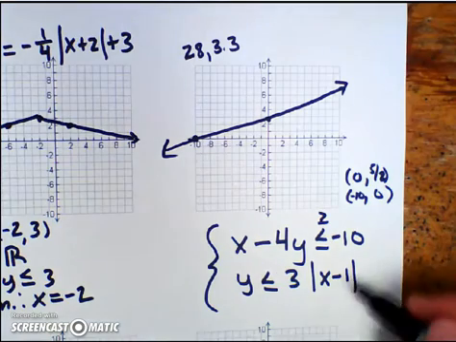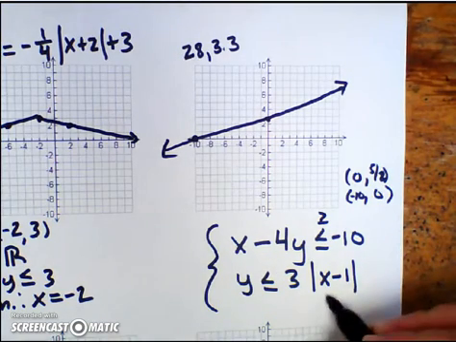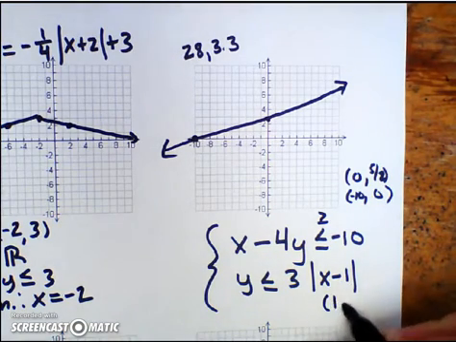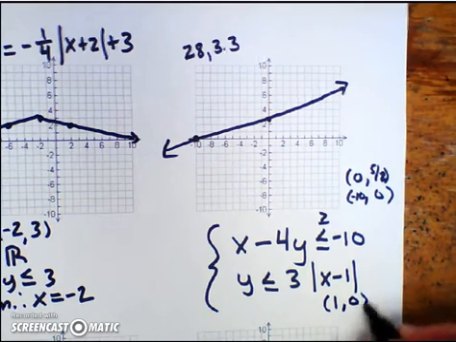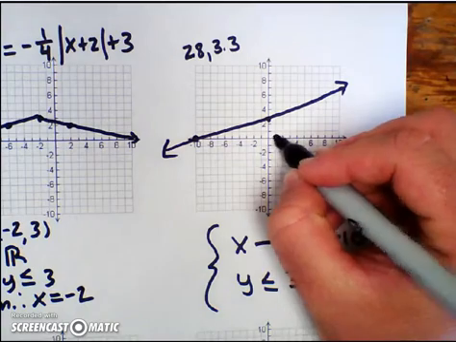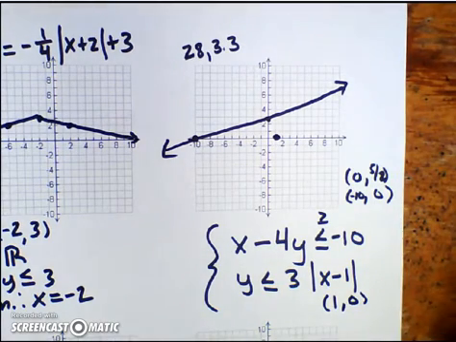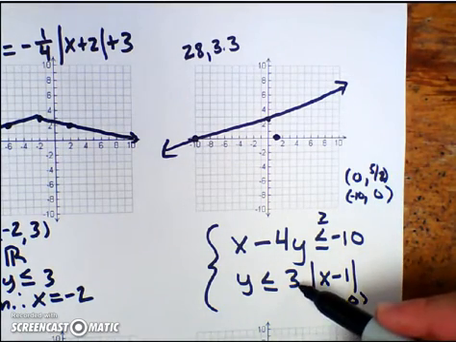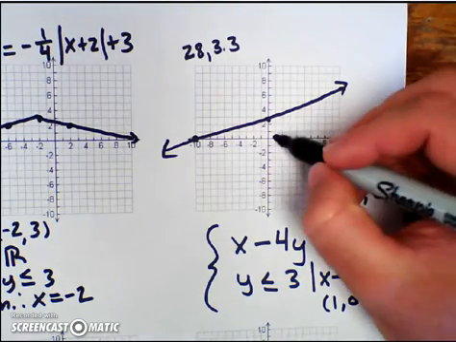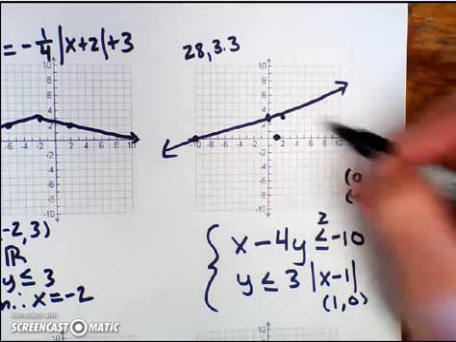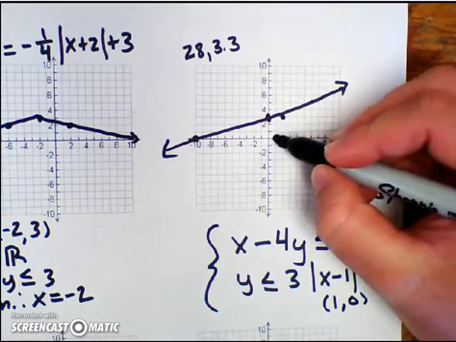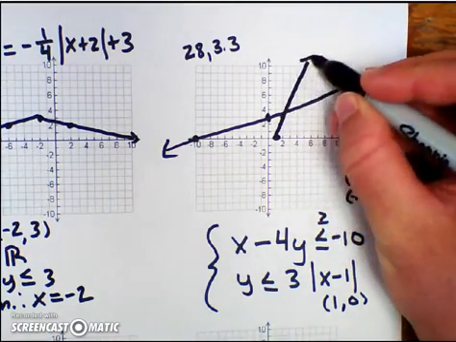The other one is an absolute value graph. The vertex for this is the opposite of the inside, which is 1. And then whatever is on the outside, which in this case is 0. So my vertex is 1, 0. And my 3 out here tells me, in a way, my slope. It's up 3 over 1 to the right, up 3 over 1 to the left. It's also a solid line connecting those 3 points.